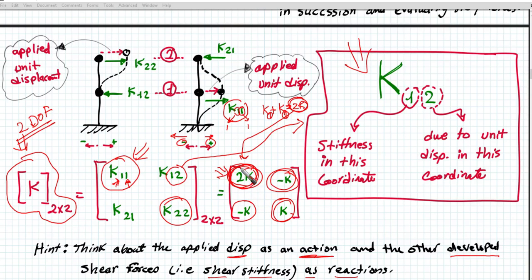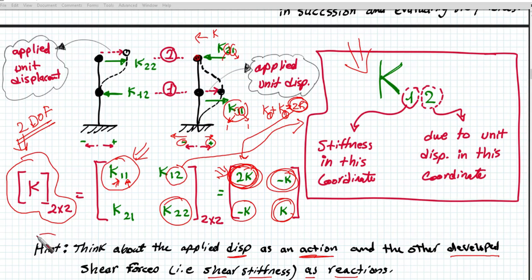Okay, now let's go to this point here. Again, we want to know what is the shear force that is going to be developed at the second floor due to the application of unit displacement at the first floor, right? We are going to call it K21: stiffness at floor 2, or coordinate 2, due to unit displacement at coordinate 1. What do you think about this? Exactly, it is going to be the resistance of one column only, so it is only 1K, which is the K of the second floor. And it is going to be in the left direction.